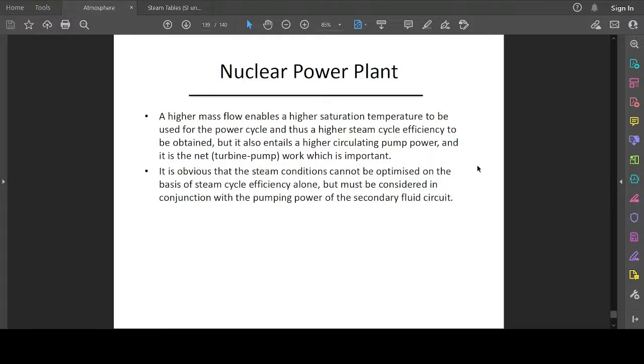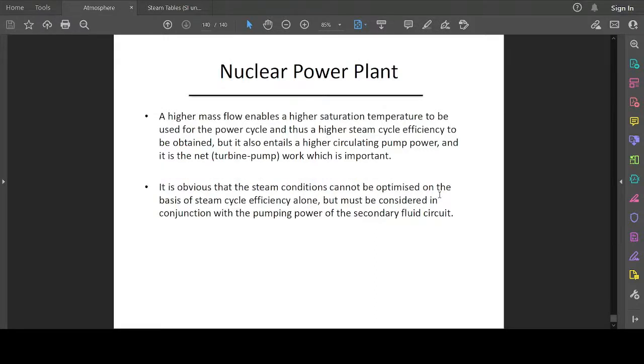Okay, so it is obvious that the steam condition cannot be optimized on the basis of steam cycle efficiency alone, but must be considered in conjunction with the pumping power of the secondary fluid cycle. Okay, we need to acknowledge the net work done within the system as well, not just the cycle efficiency.